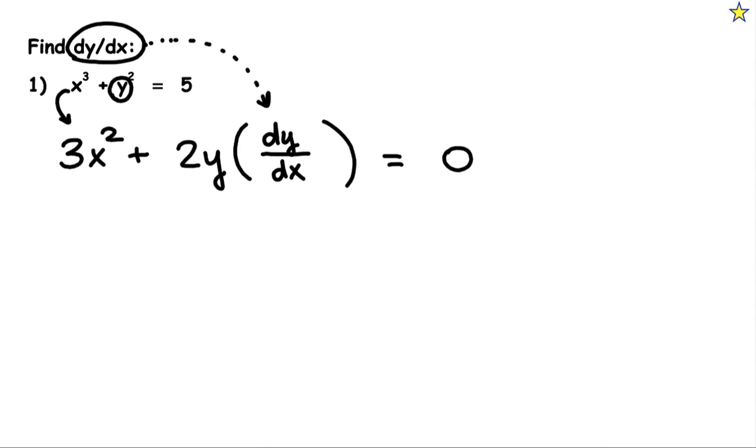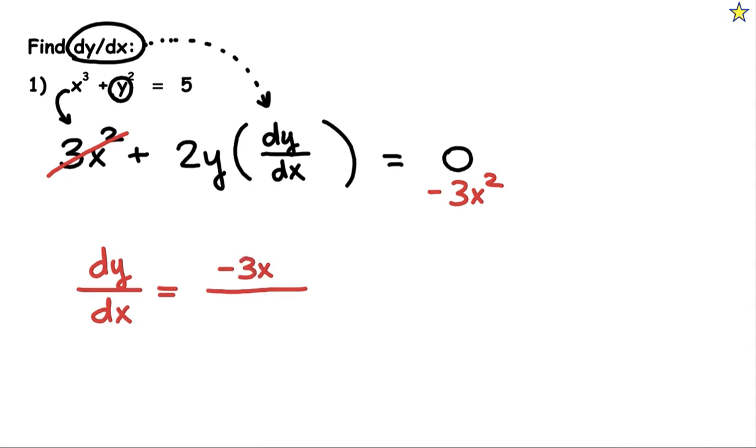The directions say find dy dx. Well, there it is. Let's get it by itself. A little algebra 1 will do the trick. I'm going to subtract 3x squared from both sides and divide both sides by 2y. So that'll simply be negative 3x squared over 2y.